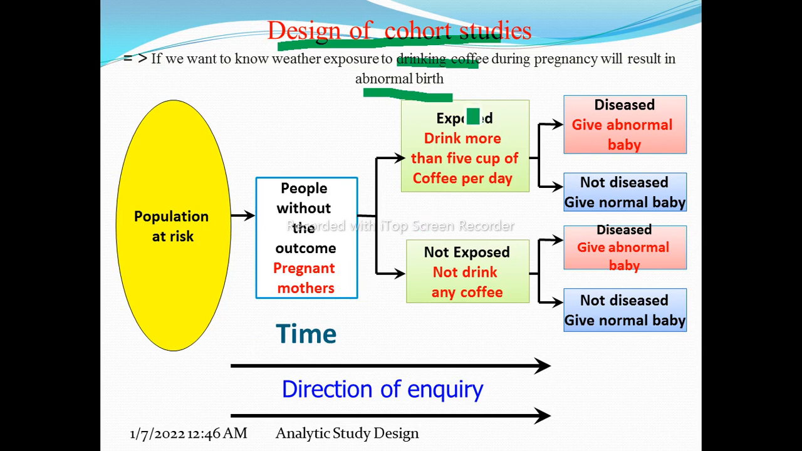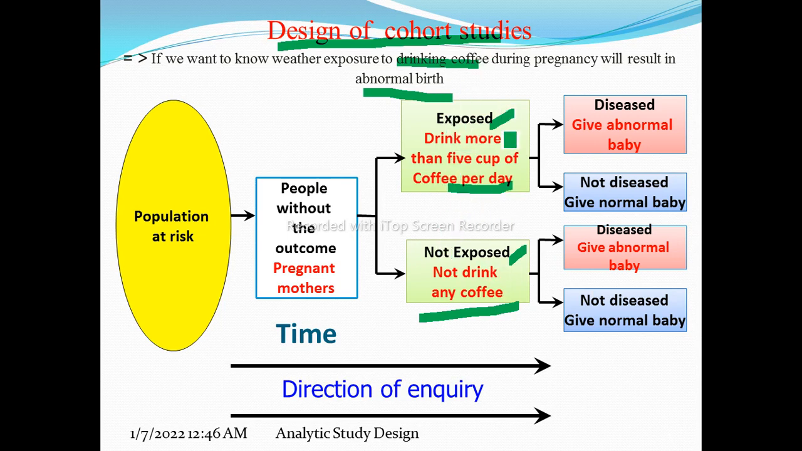And you will select, from this population at risk, exposed and non-exposed individuals. So exposed individuals are those drinking more than 5 cups of coffee per day. Those who drink coffee more than 5 times are exposed. Those who do not drink any coffee are not exposed. So these individuals will be selected based on drinking coffee.